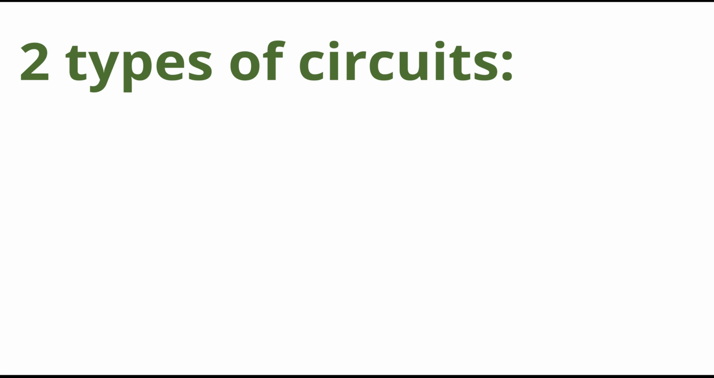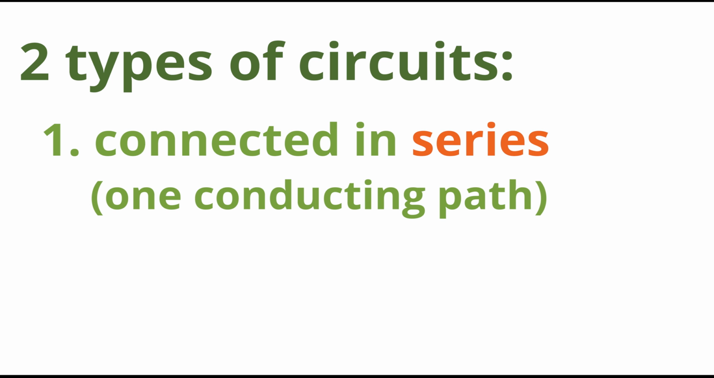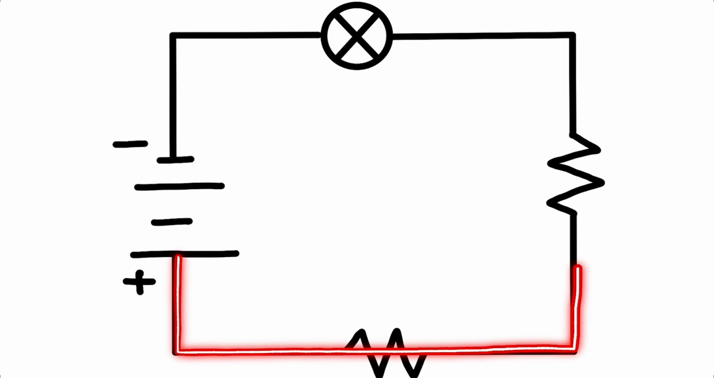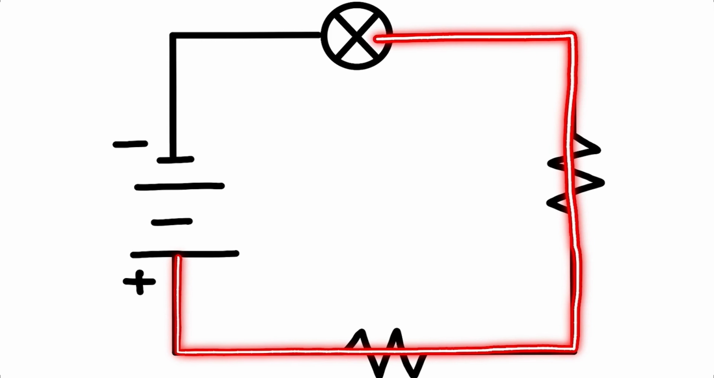The parts of a circuit can be connected in 2 different ways. When they are connected such that there is a single conducting path between them, they are said to be connected in series. As we can see, the path of the current can be highlighted with the laser. In a series circuit, the current can only flow down one path.